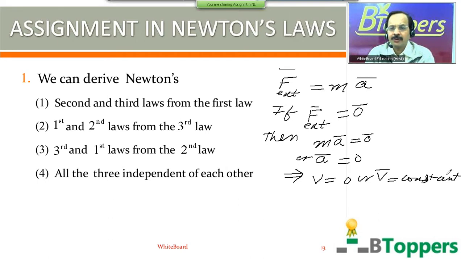It means if no external force acts on the body, it either remains at rest or moves in a straight line path with uniform velocity, which is nothing but Newton's first law. That means you can deduce Newton's first law from Newton's second law. And you can also deduce Newton's third law from Newton's second law by considering the case of collision between two bodies. So the answer for this question is the third option. So next I am going to discuss the next question.